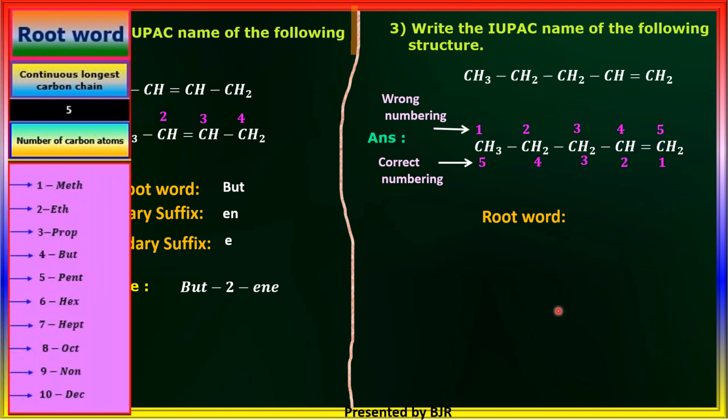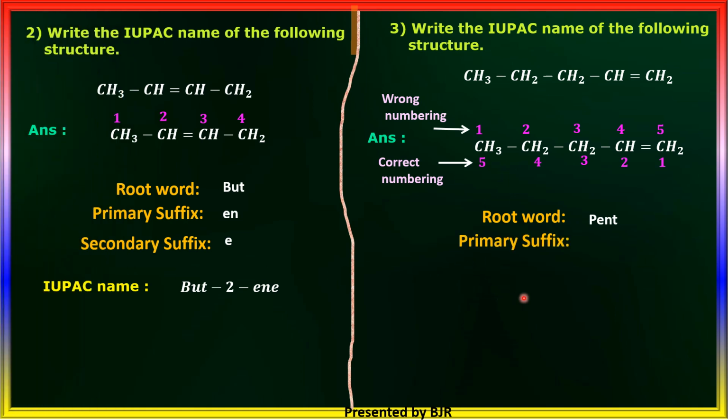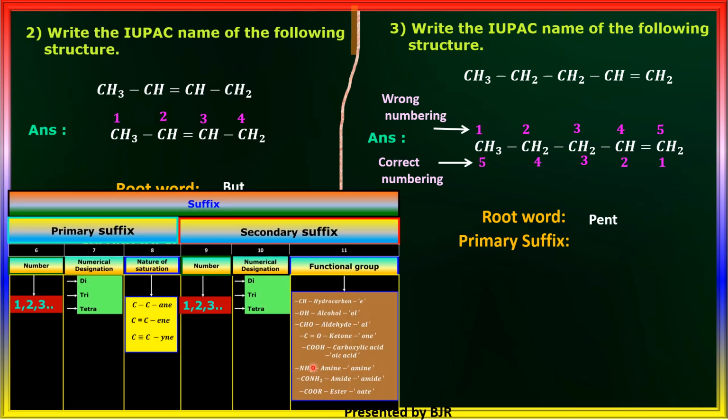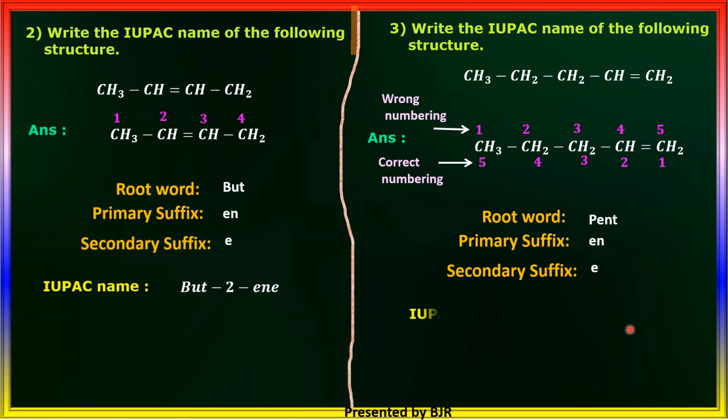So what is the root word here? You can see how many carbon atoms are there in this chain. Five are there. When 5 carbon atoms are there, it is pent. Next, primary suffix: here a double bond is there, so en. Secondary suffix: only hydrocarbons are there in this structure, so the secondary suffix is e. So the IUPAC name of this structure is pent-1-ene. Pent-1-ene. Okay.